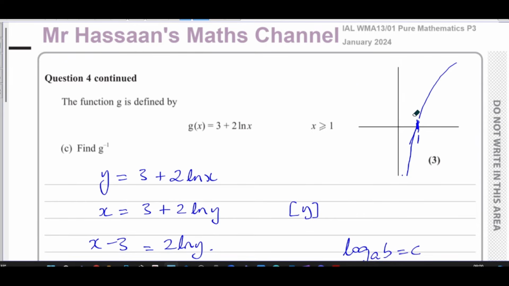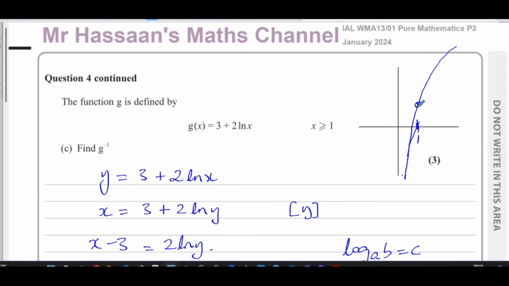All the y coordinates, you add 3 to them. So this goes up 3 units. It's going to go something like this. But because x is greater than or equal to 1, it's going to start from here. This point here, we could have found by putting y equals 0, so ln x equals minus 3 over 2, and then working out what x is. But we don't have to worry about that. Why?